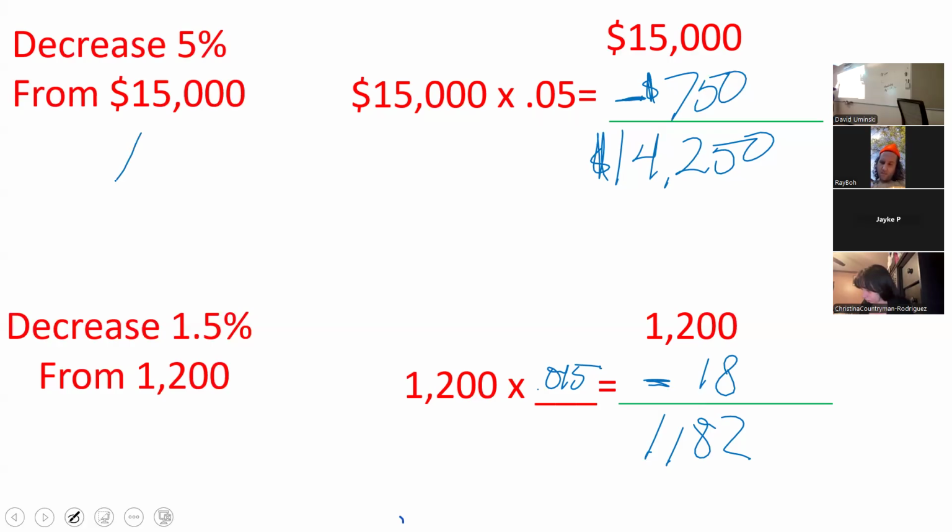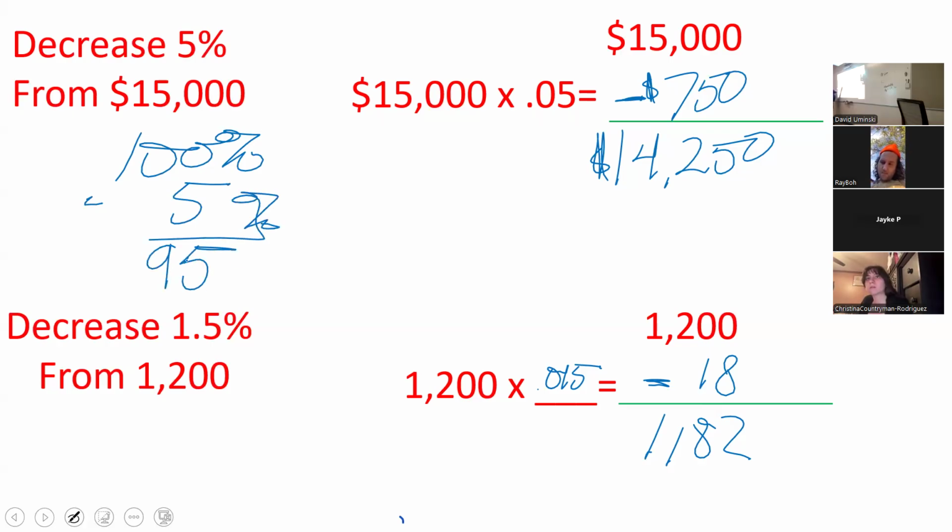The one-step process applies here. Okay. Remember 100%. We're going to decrease by 5. What's 100 minus 5? 95. Move that decimal place over two. And we do 15,000 times 0.95. And we're going to have 14,250. So when we decrease by a percentage, we can just subtract from 100, turn that into a decimal, and multiply by that. Okay?